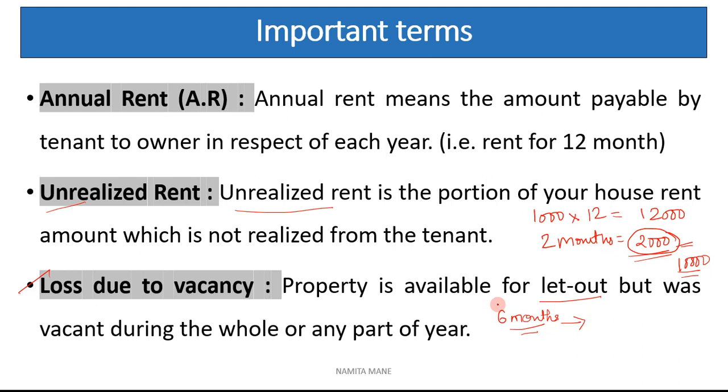So property is available for let out, means the house which is available to give for rent to another person, but during that year, or for any month the house is vacant, then it will be called as loss due to vacancy.